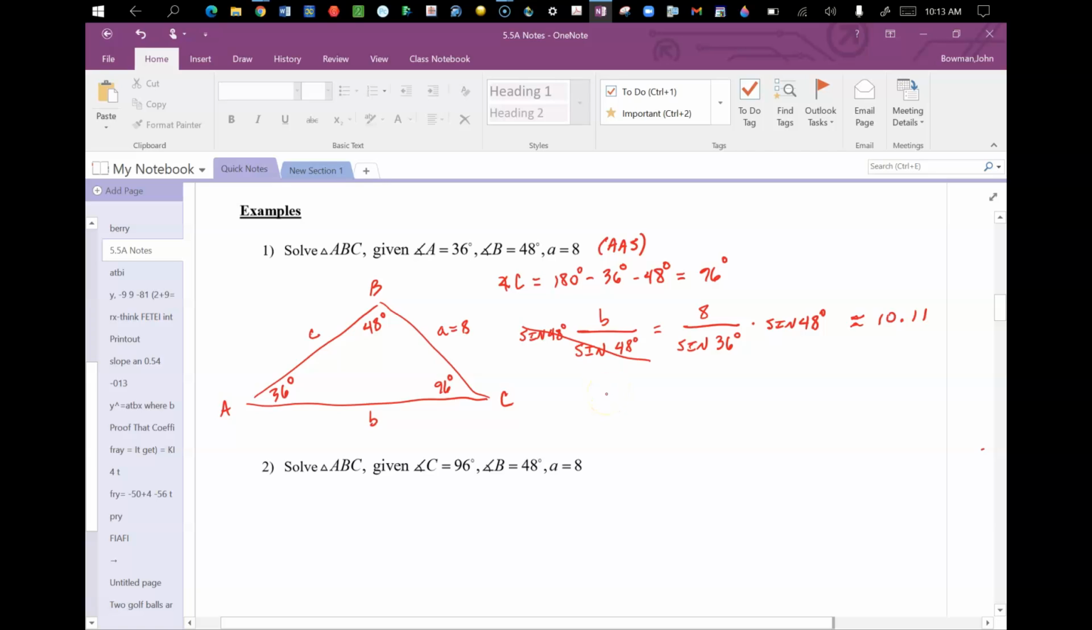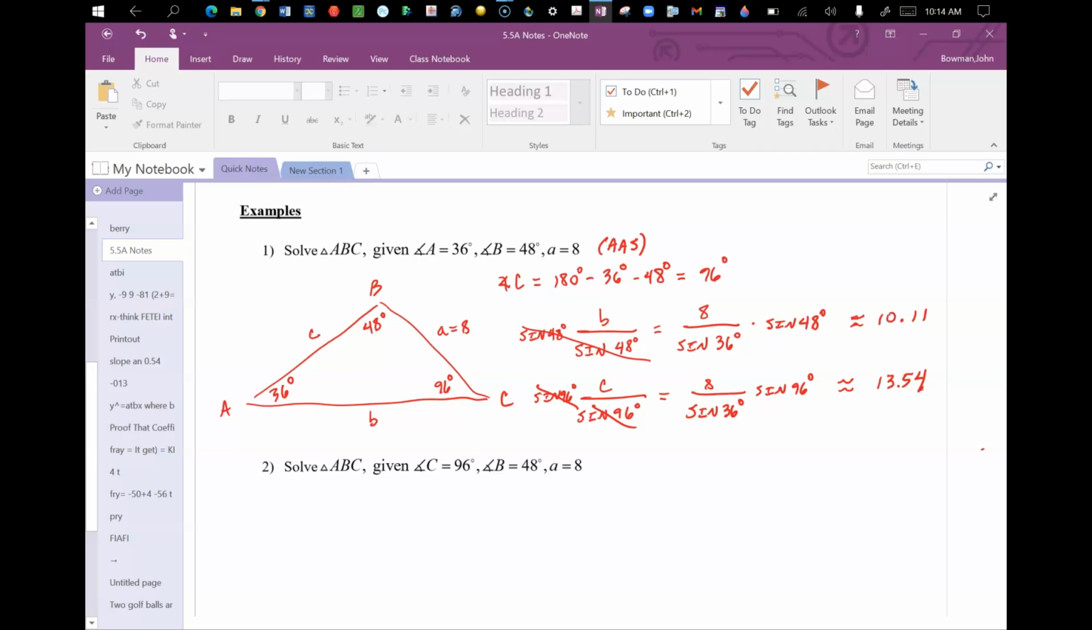Now you want to set this up to solve for C, so we're going to do the same thing. C over the sine of angle C, which is 96 degrees, is equal to 8 over the sine of 36 degrees. Multiply both sides by the sine of 96 degrees and solve that, and you will get side C is approximately equal to 13.54. Notice I did not use my rounded answer for side B to solve for side C in that situation, and I left all rounding to the end.